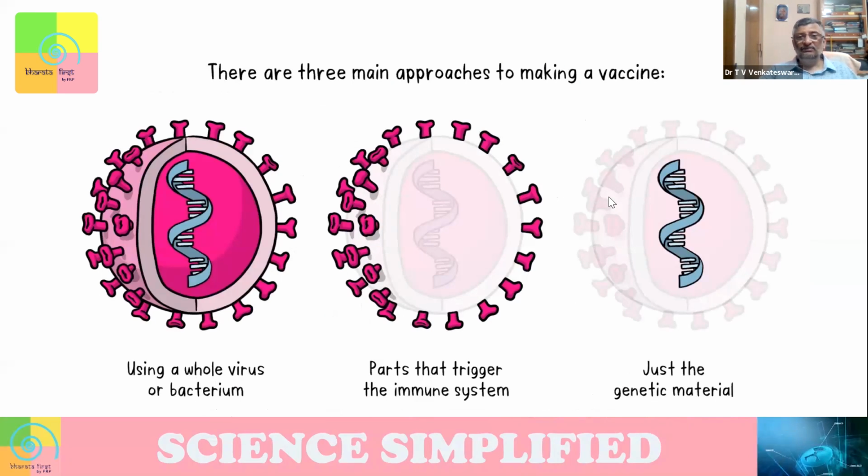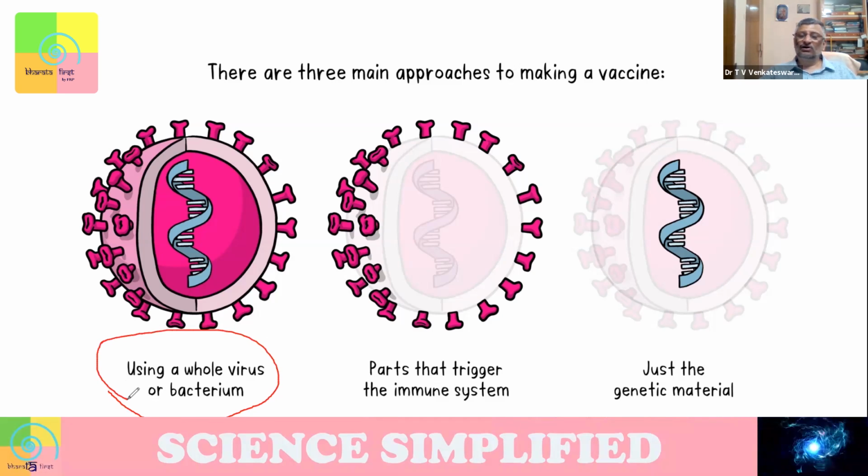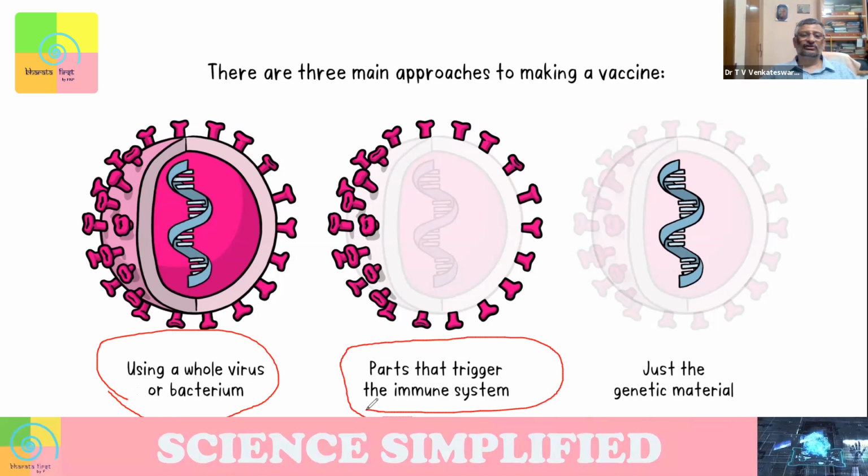So there are three major approaches in making a vaccine. One approach is using the whole virus or bacteria, the whole pathogen essentially. Second, you use parts of the pathogen to trigger the immune system. You don't need the whole pathogen to trigger the immune system. Even parts are enough. That is where the antigens are.